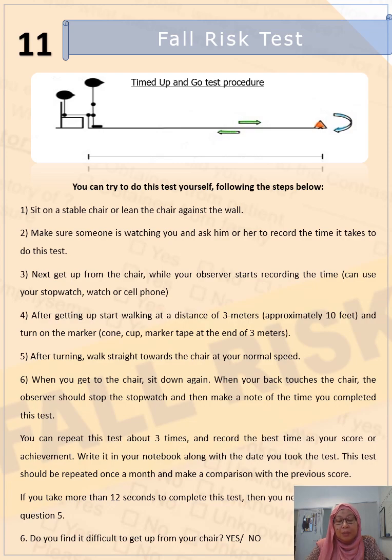You can repeat the test about 3 times and record the best time as your score or achievement. Write it in your notebook along with the date you took the test. This test should be repeated once a month and compared with the previous score. If you take more than 12 seconds to complete this test, then you need to answer yes to question number 5. Remember the 4 risk test just now? Do you find it difficult to get up from your chair? If yes, then you probably have a tendency to have a fall.